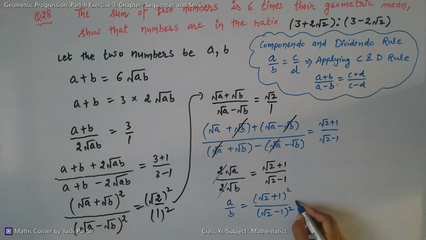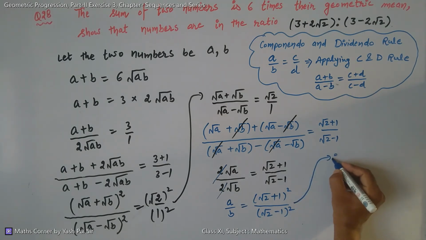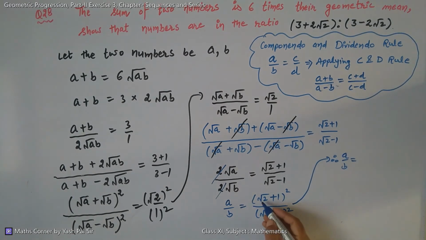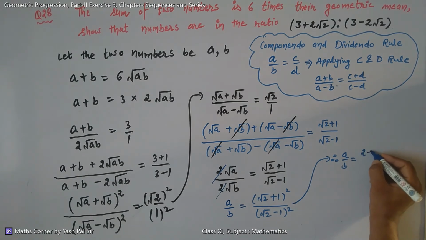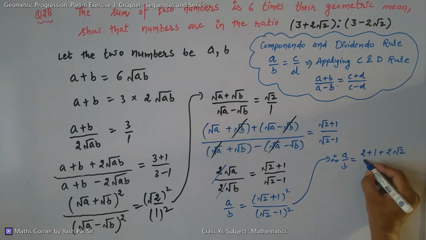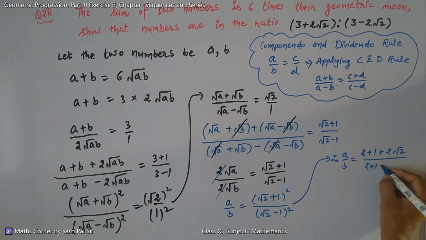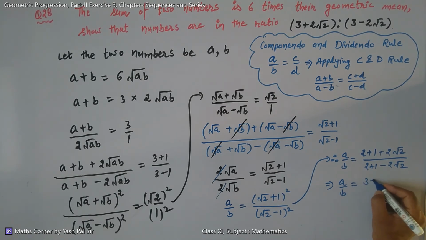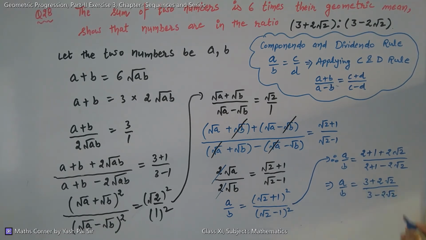So right hand side, a upon b is equal to, opening the square, this becomes 2 plus 1 plus 2 times square root of 2 divided by 2 plus 1 minus 2 square root of 2. That means a upon b is equal to 3 plus 2 square root of 2 divided by 3 minus 2 square root of 2. So this is what we wanted to prove.